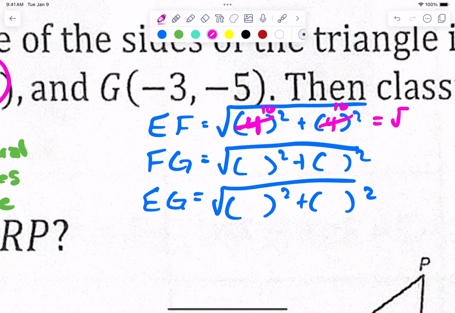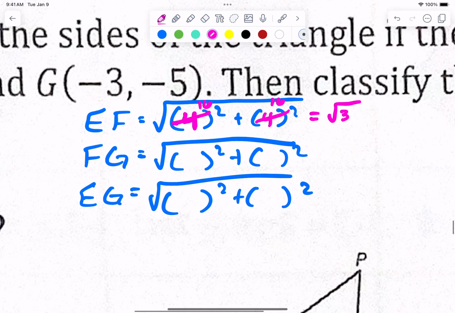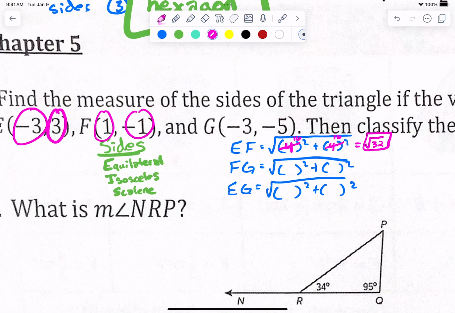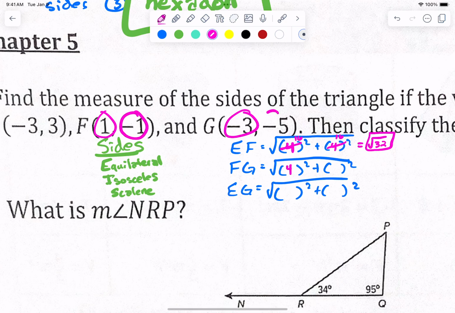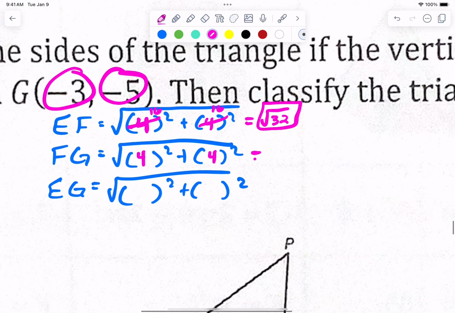That will be the square root of how much? 32, which doesn't come out nicely, so I'm going to leave it as the square root of 32. Perfect. Now I'm going from F to G. From 1 to -3 is 4. From -1 to -5 is 4. Oh man, 4 and 4, that's going to be another square root of 32.